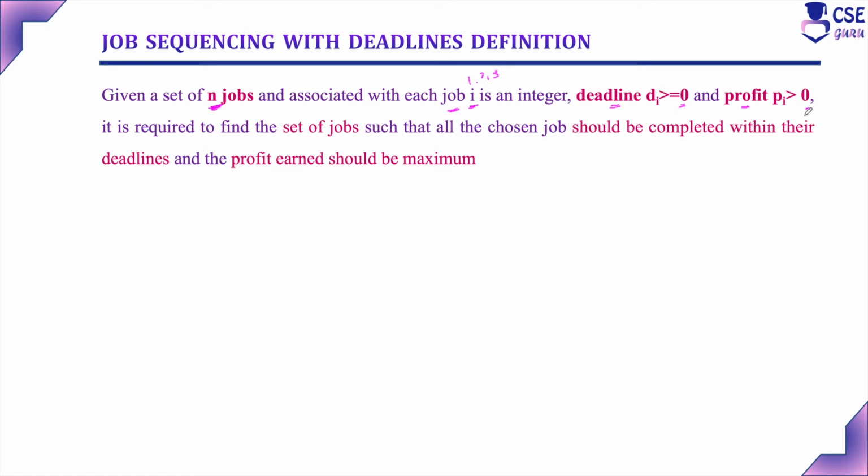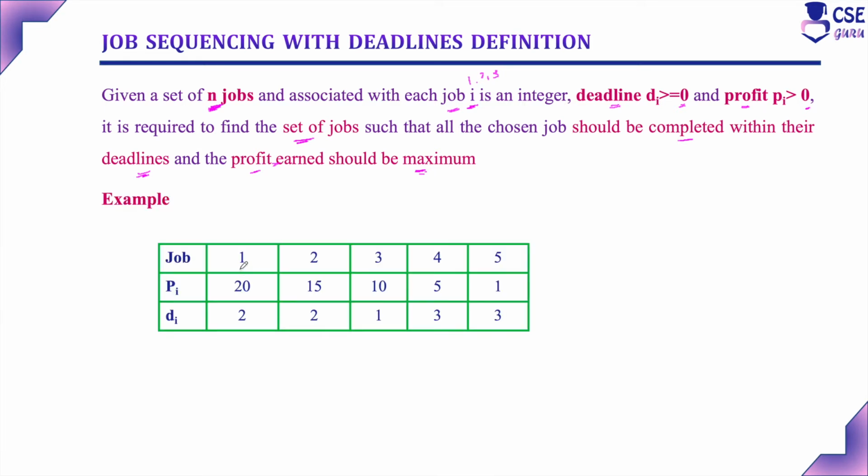So now the problem is, among the given n jobs, we need to find the set of jobs such that the job should be completed within their deadlines and the profit earned should be maximum. Each job we need to select from n jobs and add to the set of jobs, considering that each job should be completed within its deadline and profit earned should be maximum. So this is nothing but the job sequencing problem.